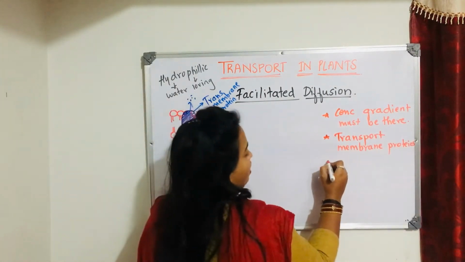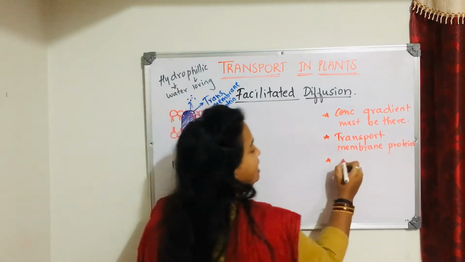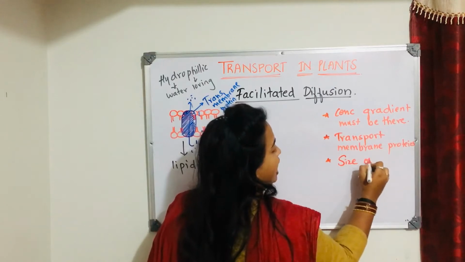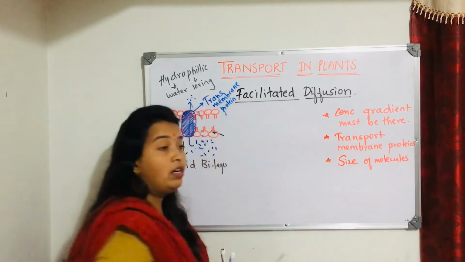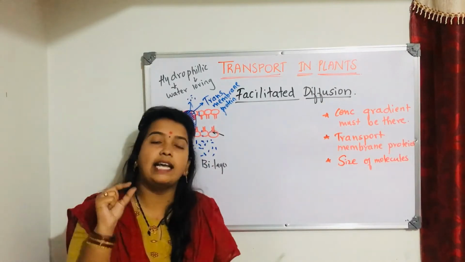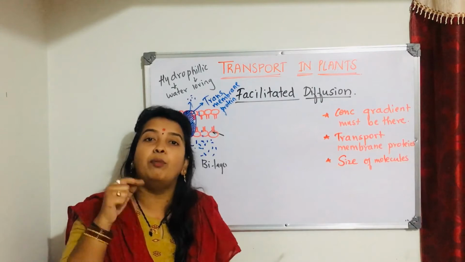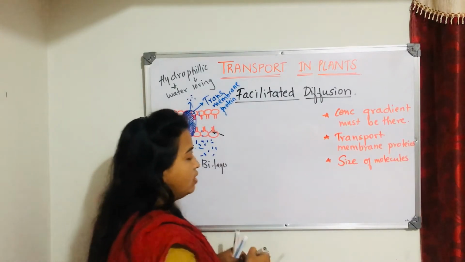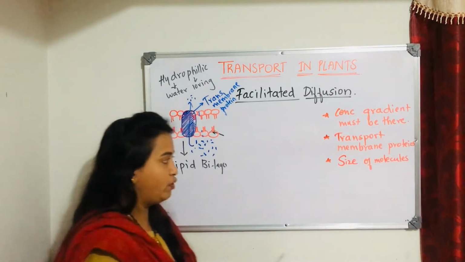Second thing, which molecules can diffuse faster? Always the size matters. Size of the molecules. If the size is smaller, the movement will be fast. If the size is larger, the molecules' movement will be slow. So smaller size will move fast, larger will move very slow. You people know it very well, size of the molecules.